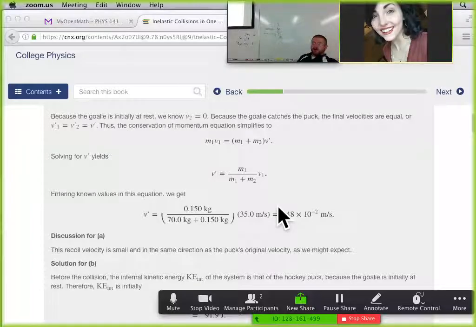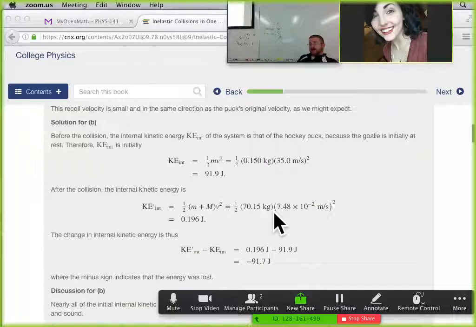Now, we know the final velocity of puck and player, and we know the initial velocity of the puck and the player separately, player being 0, the puck being 35 meters per second. We can calculate the kinetic energy initially and the kinetic energy finally and take a difference. So here's the initial kinetic energy: 0.150 kilograms times 35 meters per second squared, times 1/2. Remember, the velocity gets squared in kinetic energy. So that 35 meters per second is huge.